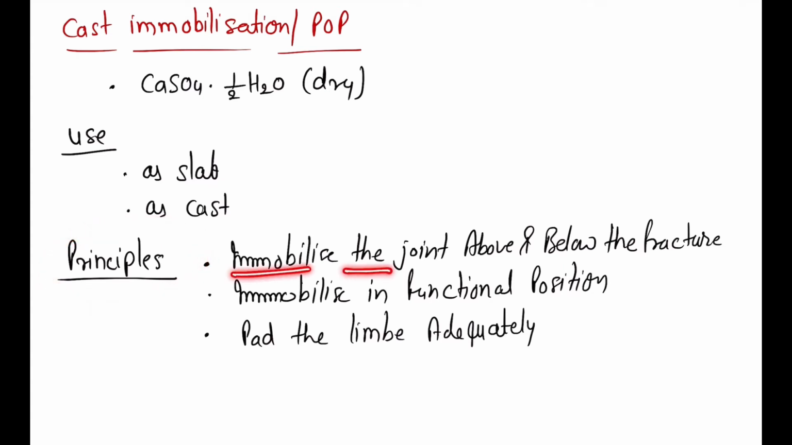Immobilize the joint above and below the fracture. कि जो फ्रैक्चर जो पार्ट है उसके ऊपर वाला और उसके नीचे वाले जॉइंट को इमोबिलाइज कर देना है. Then immobilize in functional position. ऐसा नहीं है कि किसी भी पोजीशन में इमोबिलाइज कर दिया है हमने पार्ट को, हम उस फंक्शनल कंडीशन में या फिर फंक्शनल पोजीशन के अंदर इमोबिलाइज करेंगे उस जहां पर भी जिस भी पोर्शन में फ्रैक्चर हुआ है उसके रेस्पेक्ट में. Then pad the limb adequately.